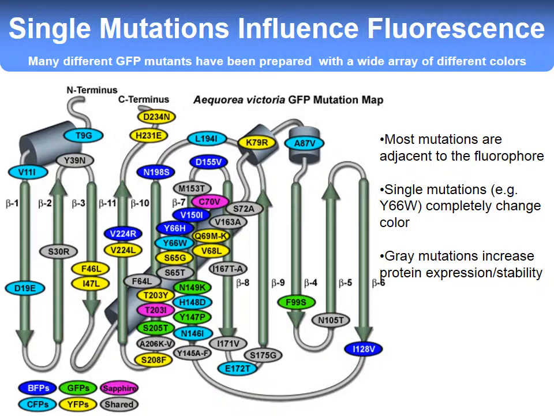And then finally, there's also a few gray mutations. These are mutations that make all of the different fluorescent proteins brighter or more stable. So all good mutations, those ones in gray. If you want a really bright blue one, then you would make all of the blue circle mutations. If you want a really bright yellow one, you would go for all the yellows.